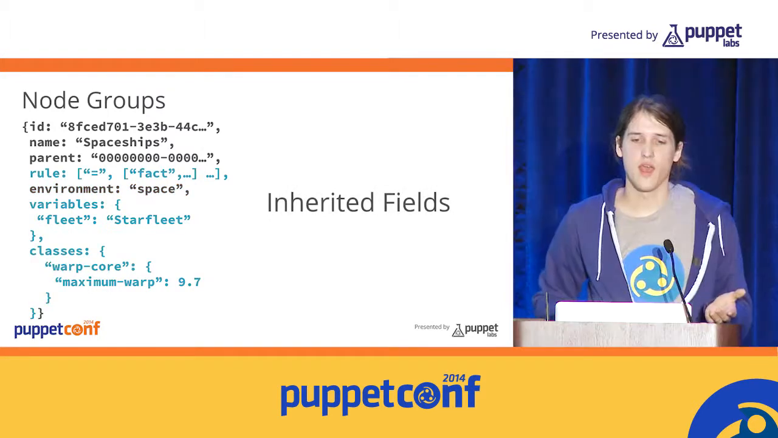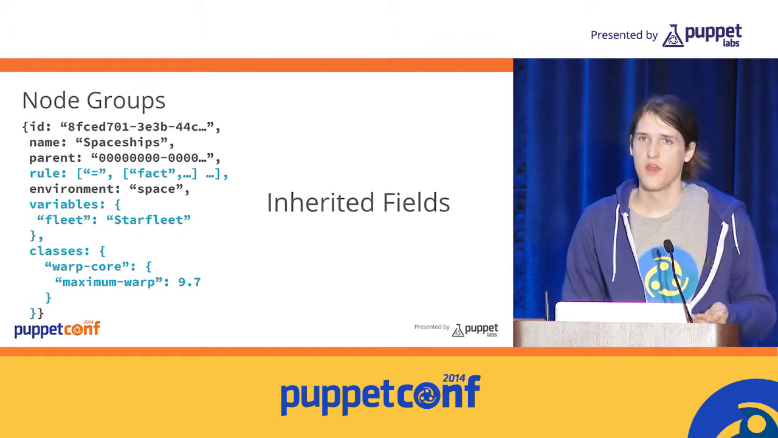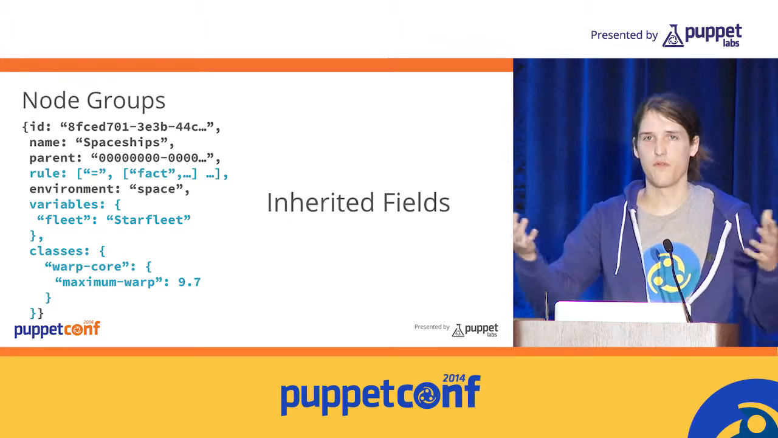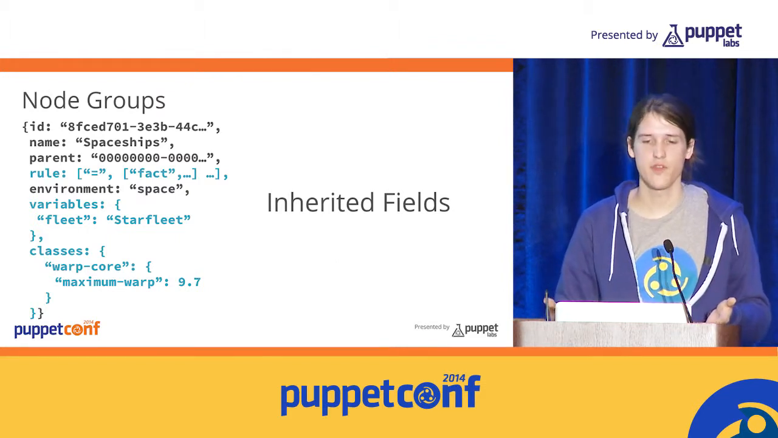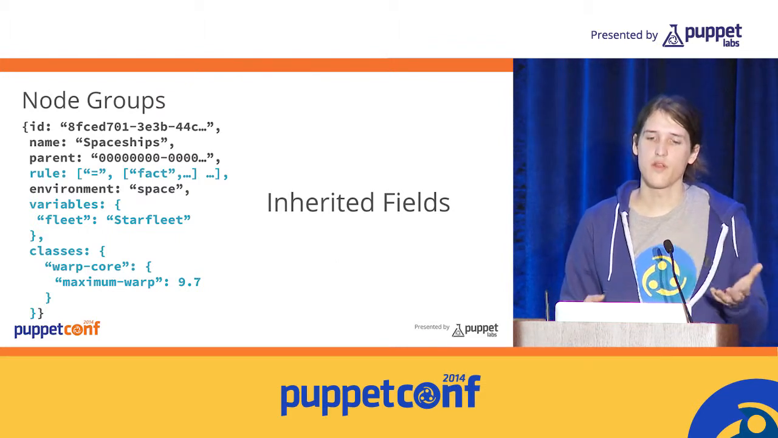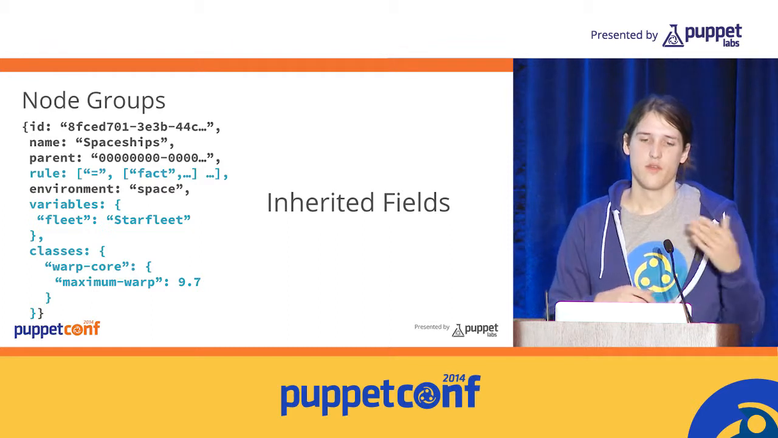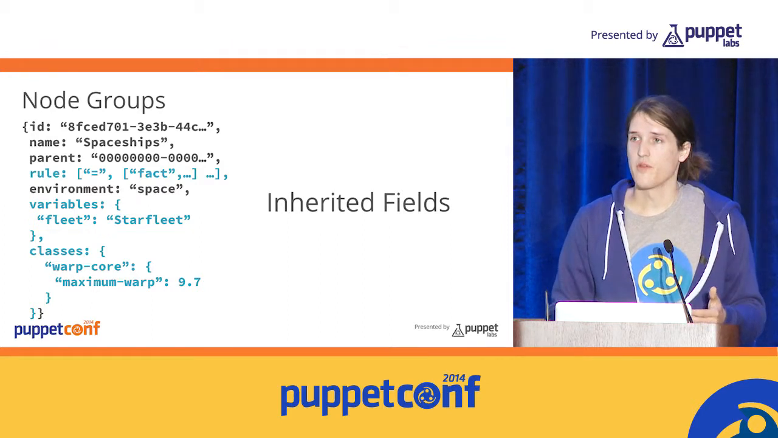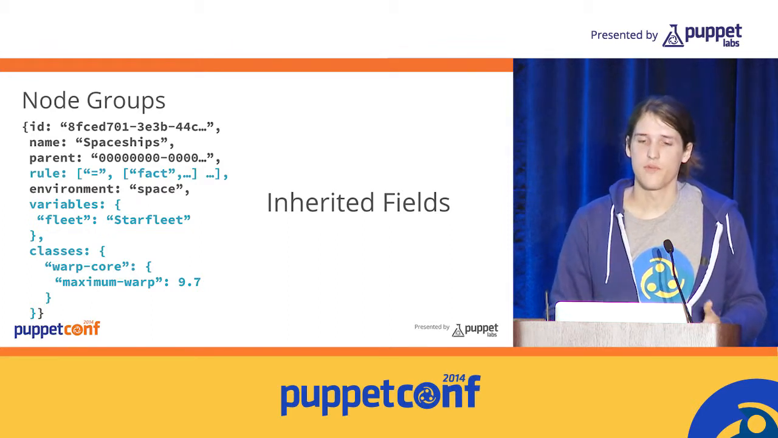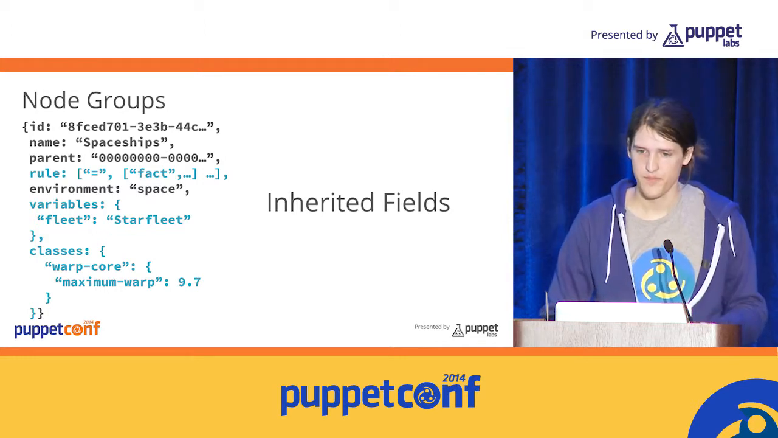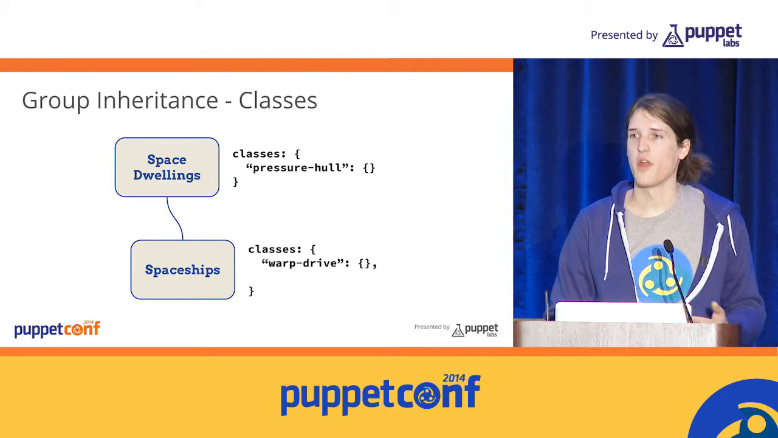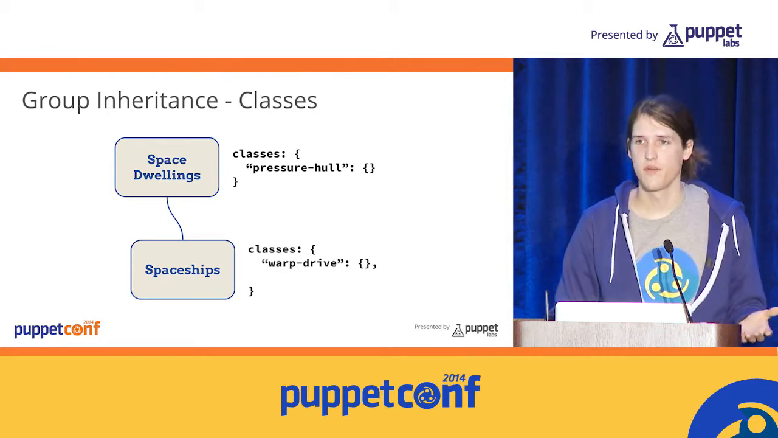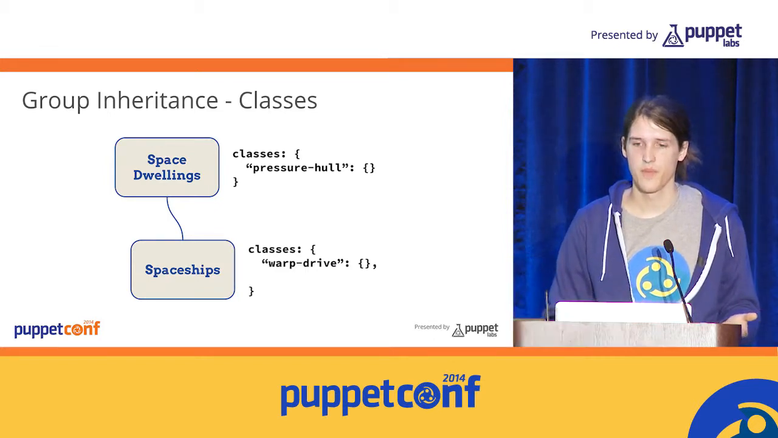And finally, we have the inherited fields. Now, these are the fields that sort of fall down to the children when you set an inheritance relation. And the concrete values, that is, the specific values of top-level variables and class parameters, can be overridden. So I'm going to go into a little more detail now about how exactly inheritance between groups works.